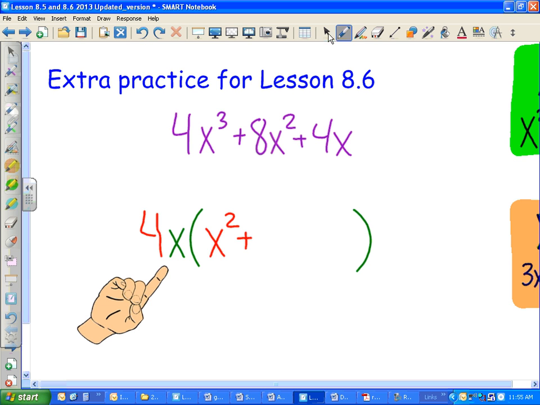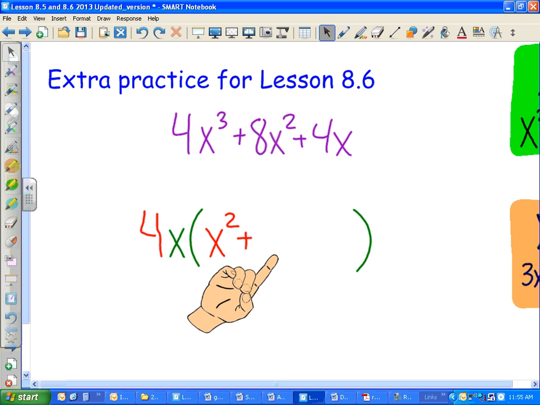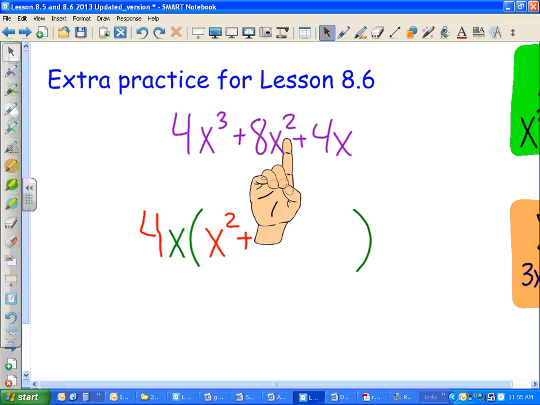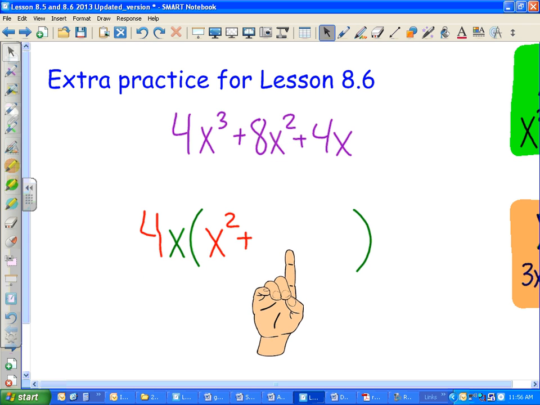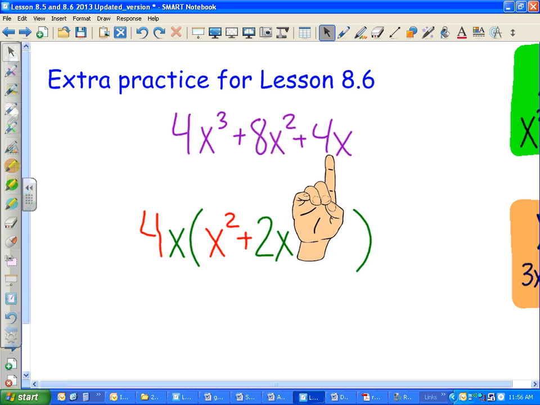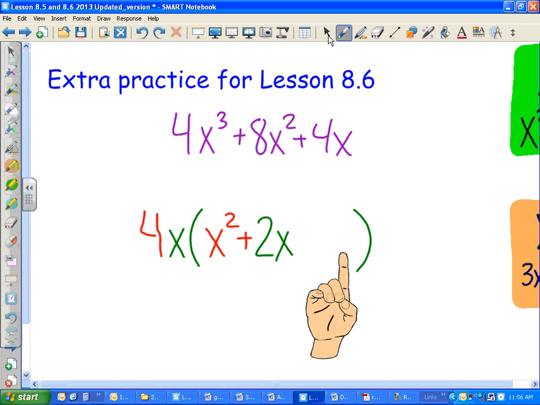Plus 4 times something gives me 8. So I have 2 right here. And then I have 1x here times something gives me 2 of them. What do I need to put right here? So I'm going to put a 2 and 1x. Okay, the last one. 4x times something gives me 4x. Well, I don't need to really add any more x's here because I just need 1 of them. And it looks like I just need to put a 1 right here because 1 times anything is the same thing. Okay, so we're pretty much done.